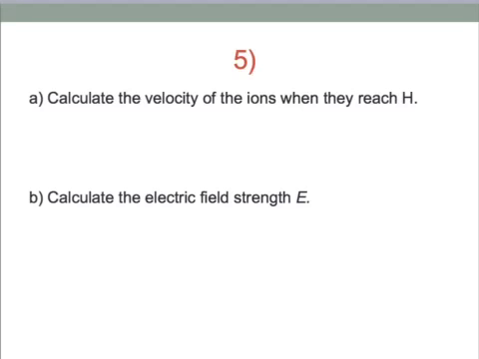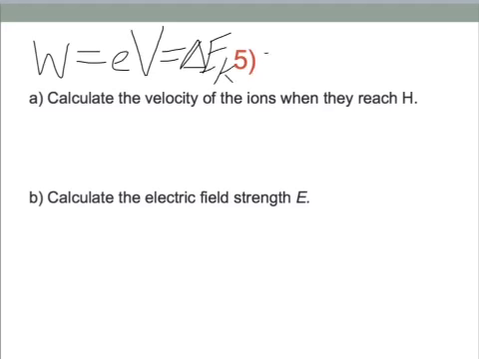So, question 5 continued, part A, calculate the velocity of the ions when they reach H. Now, we've seen this before. You can see it's a very commonly asked kind of question, just using EV, because we know it's the same charge as a single electron, and equating that to the increase of kinetic energy Ek, and again to half mv squared. Solving for V.